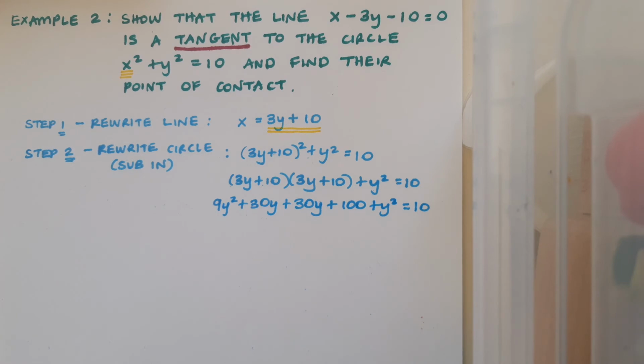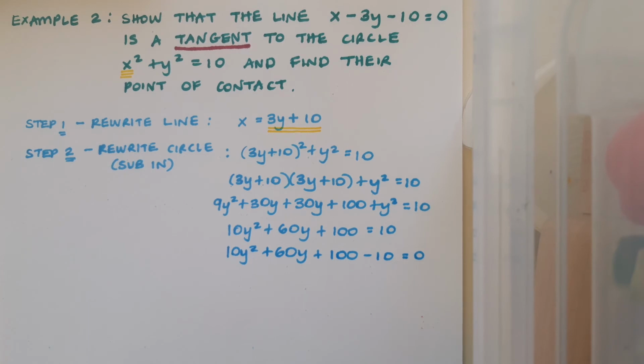And then I'm going to begin to arrange it so that it looks like a quadratic. Just tidying up on the left-hand side first, remembering that I need to have it equals to 0. And I end up with 10y squared plus 60y plus 90 equals to 0. My next step is going to be to solve.